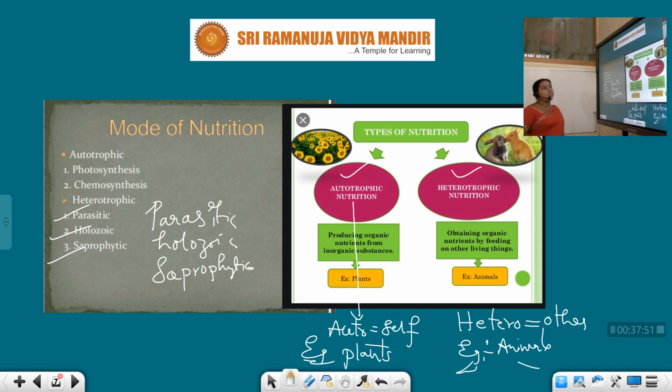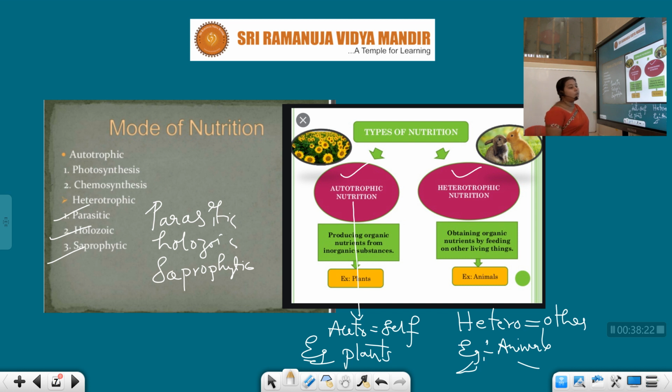There are two types of nutrition, children: autotrophic mode of nutrition and heterotrophic mode of nutrition. See, children, auto means self, trophic means nourishment. Here the organism is able to synthesize its own food material. That is the reason this is the autotrophic mode of nutrition. The organisms which can prepare their food are called autotrophs.